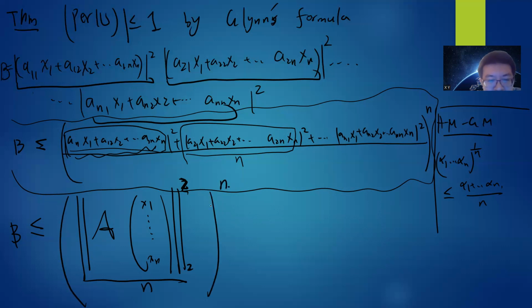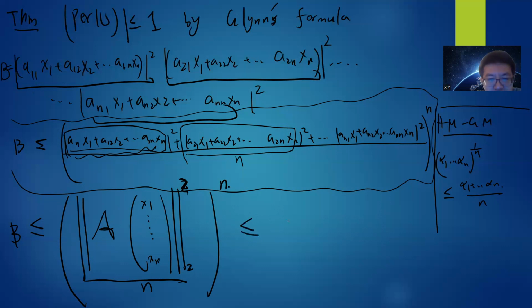These are the components of this first vector, the second component, and up to the nth component, right? So you calculate all these absolute values squared, and then you get these matrices. So this is what you're going to do. And this is the second norm, right?